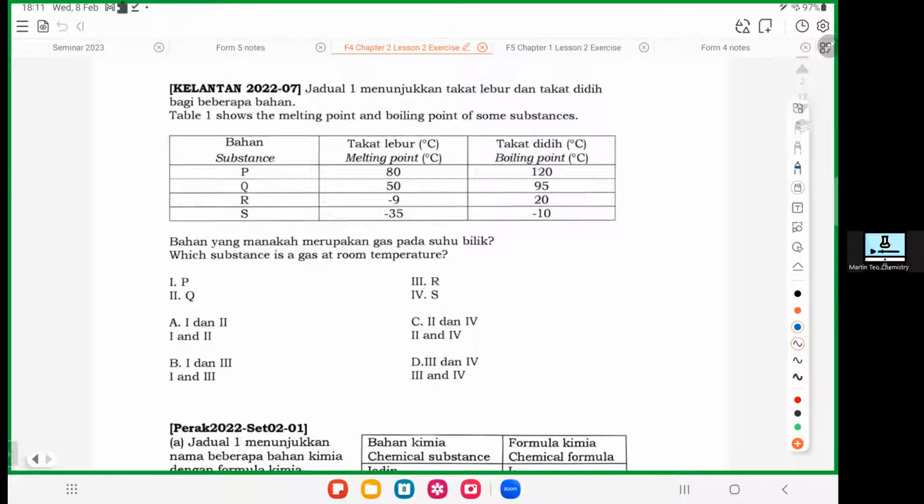So the first question is this. This is the Kelantan question in year 2022. This is the year 2022 Kelantan trial exam paper, soalan percubaan. So you are given 4 substances, P, Q, R, S. They give you the melting point and boiling point respectively. They ask you, among the 4 substances, which is a gas at room temperature?